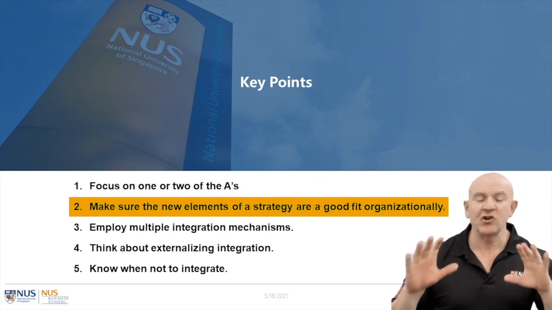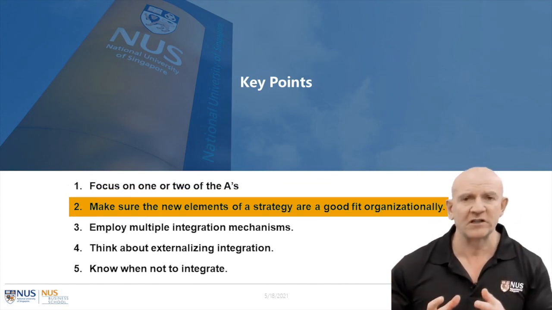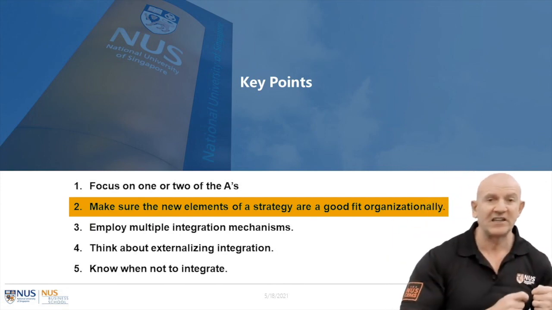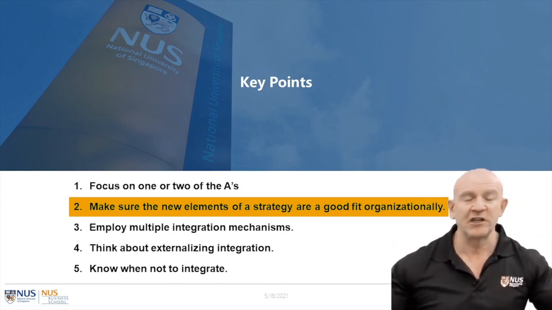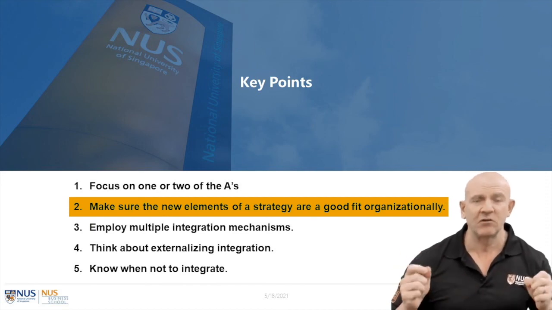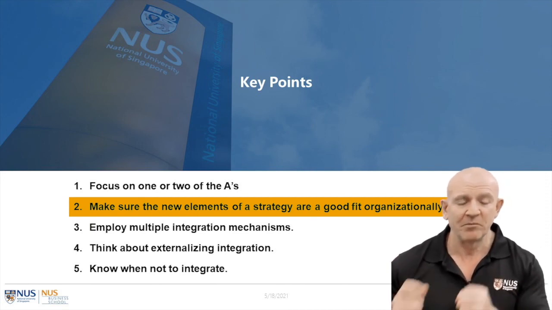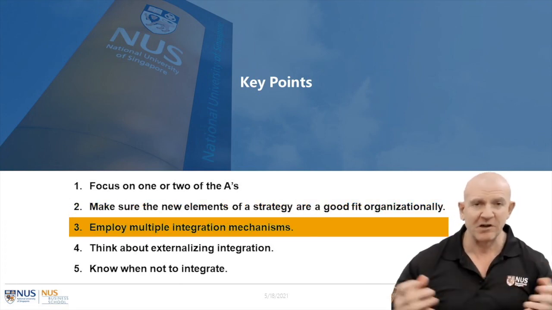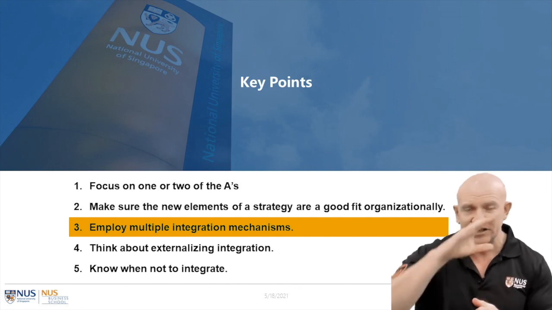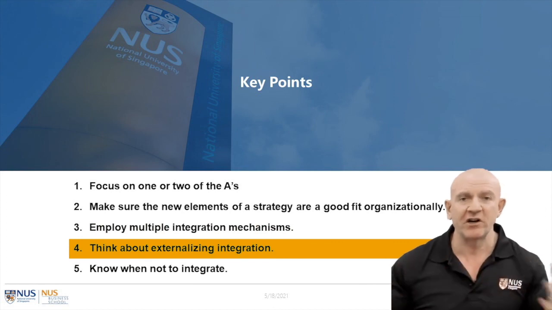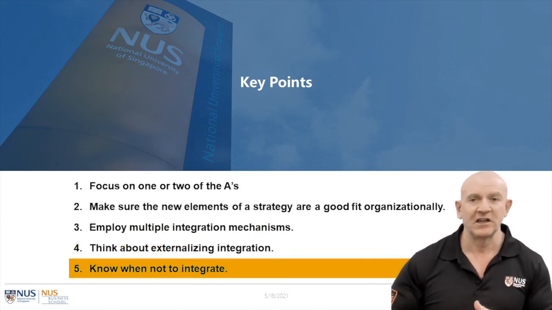Okay? Make sure the elements of the strategy are a good fit organizationally. Right? This is not thinking about what's our organizational structure and which one fits that strategy. It's thinking about what is our strategy for the development of arbitrage, for the development of aggregation, for the development of adaptation, and what do we need to do organizationally to make this a success. Right? Then think about the integration mechanisms, as illustrated again in that dense table of ideas, and then knowing when we have to integrate or not integrate across these different elements.